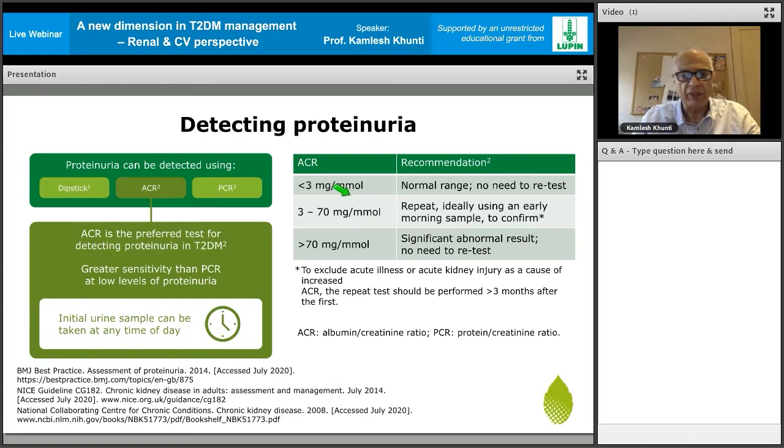And these are the definitions. ACR less than 3, this is normal. 3 to 70, you need to repeat this ideally with an early morning sample to confirm. And anything above 70, this is a significant abnormal test. But we do need to check things like urine tract infections as well, and that's why we often check it again.